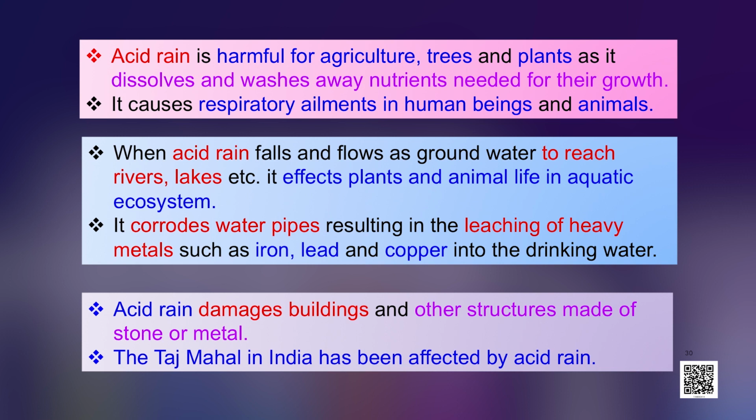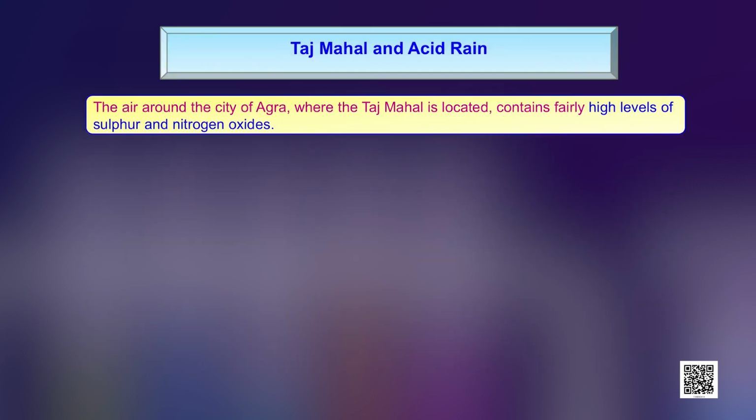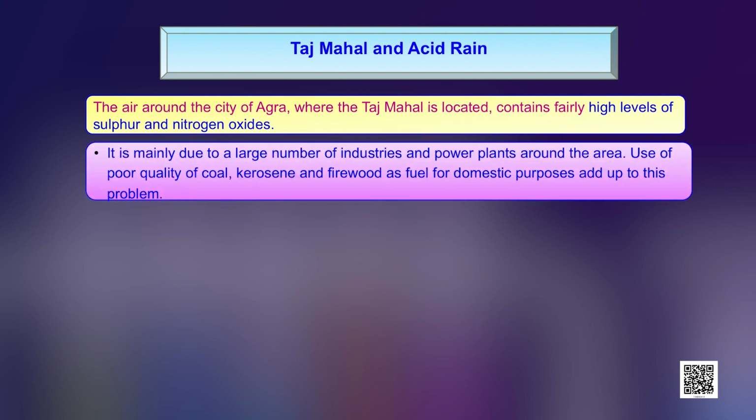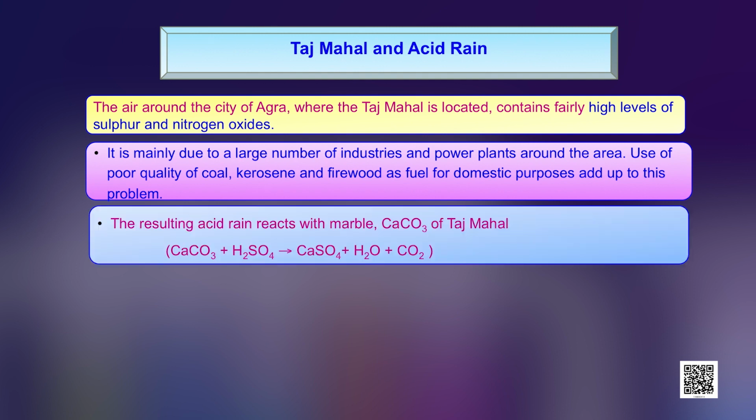The Taj Mahal in India has been affected by the acid rain, you know it. The air around the city of Agra, where Taj Mahal is located, contains high levels of oxides of sulfur and nitrogen. It is mainly due to the large number of industries and power plants around the area. The use of poor quality of coal, kerosene and firewood as a fuel for domestic purposes also adds to this problem. The resulting acid rain reacts with the marble, that is calcium carbonate of the Taj Mahal.